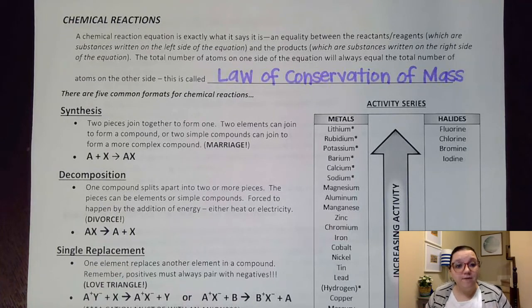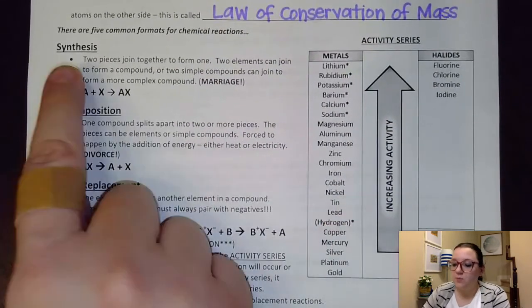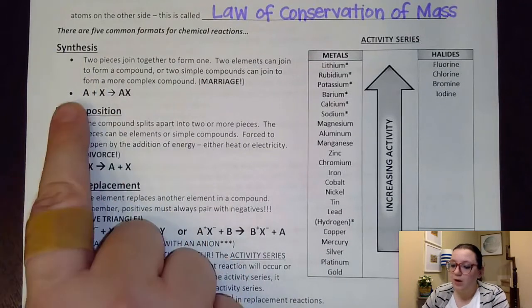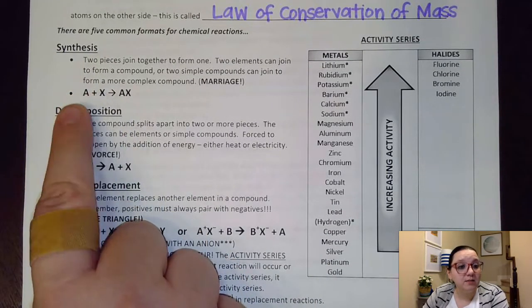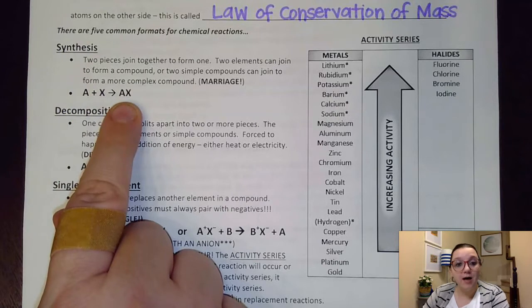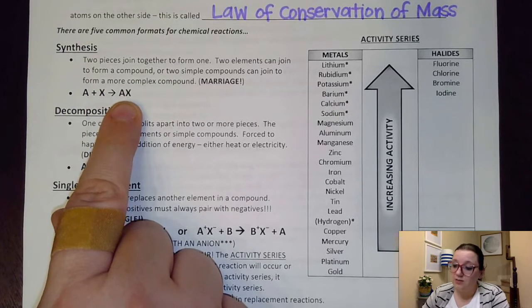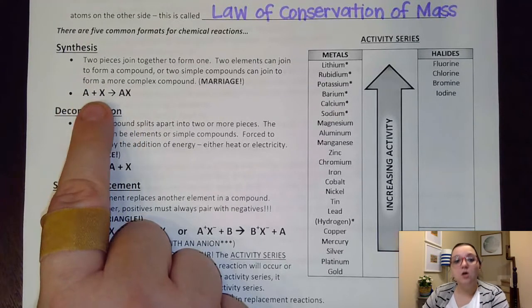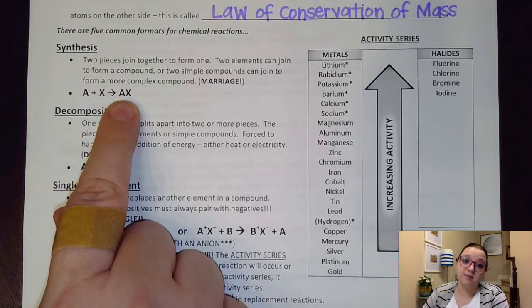Now, there are 5 different types of chemical reactions, and I bet once we start talking about these, you'll kind of recognize some of the names that we're dealing with. The first of those types is what is called a synthesis. This is where I have either two elements joined together to form a compound, or theoretically, I could also have 2 simple compounds joined to make a more complex compound.